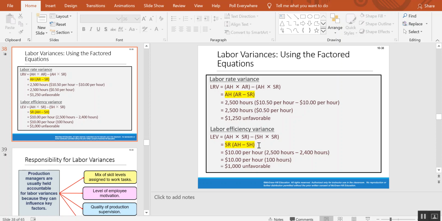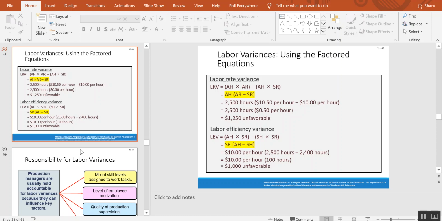So again, this is a very, very similar concept. With this, you're comparing the difference in the price per hour that you pay for labor, or the rate, as we would call it if we're talking about paying somebody a wage. And here we would have a difference in the number of hours used to make a particular product, and that would be an efficiency variance, okay?